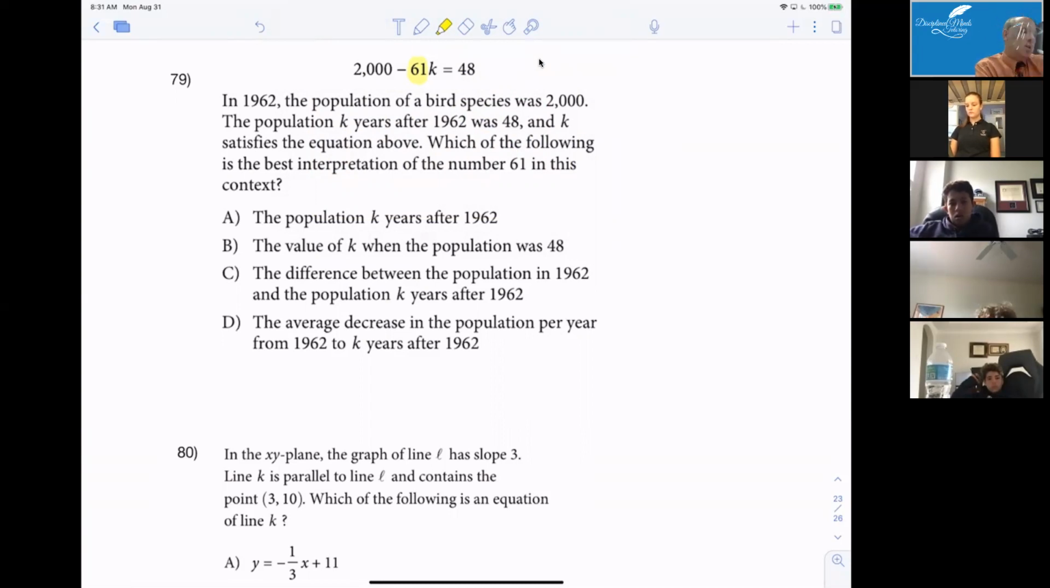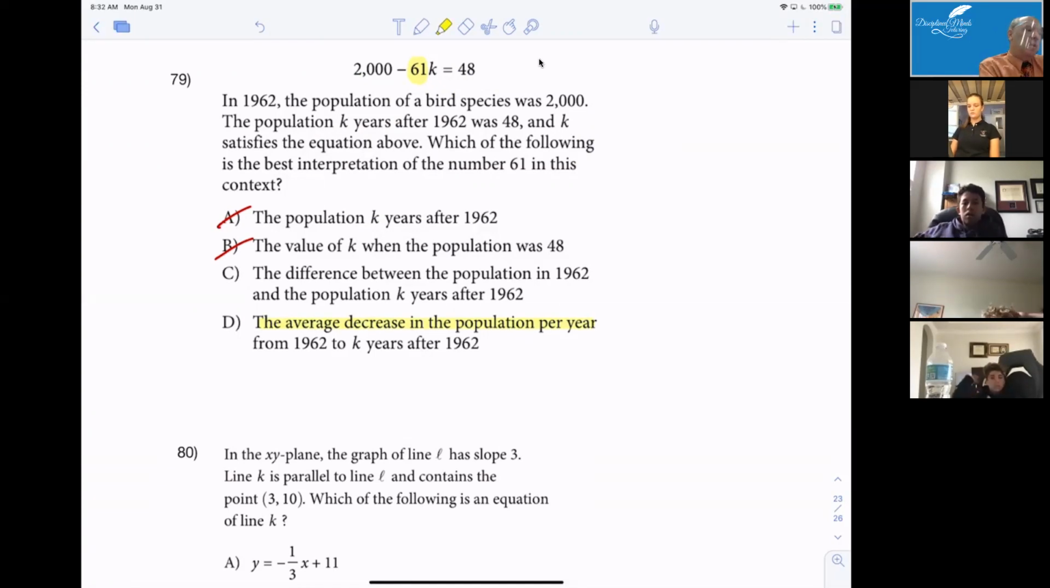Right? So is it the population? Is it the value of K when the population is 48? Is it the difference between the population in 1962 and the population K years after 1962? And then let's read D. The average decrease in the population per year. Yeah, because that's a slope, guys. And for those of you who quickly said no, I need you to make sure you understand that. That is a slope, correct?